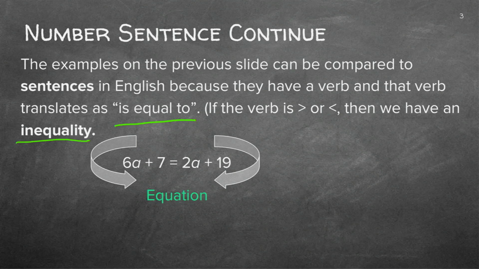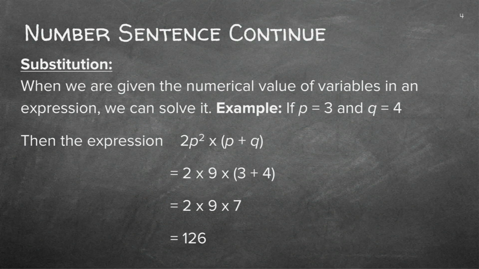But for an equation to be an equation, we must be able to say that 6a plus 7 is equal to 2a plus 19, and that must be true. So when we are given the numerical value of variables in an expression, then we can solve it.